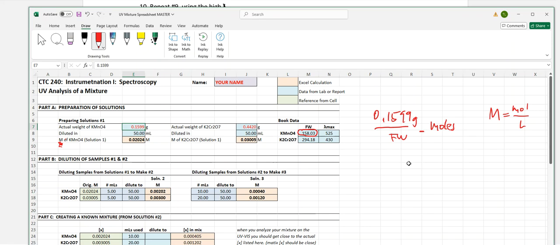Well, we didn't make a liter. You didn't go for a liter volumetric flask. You went for a 50 milliliter volumetric flask. So once I get the moles, chunk, that is now taken care of, right? So there's one piece of the puzzle that I need in order to calculate the concentration.